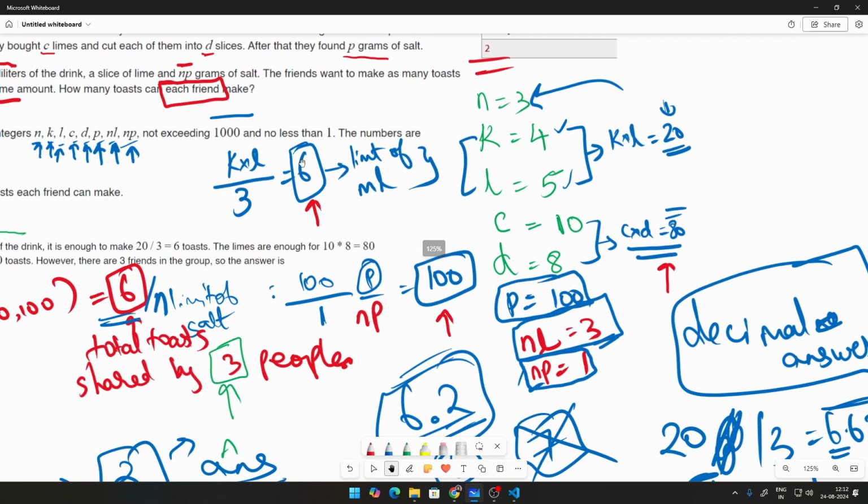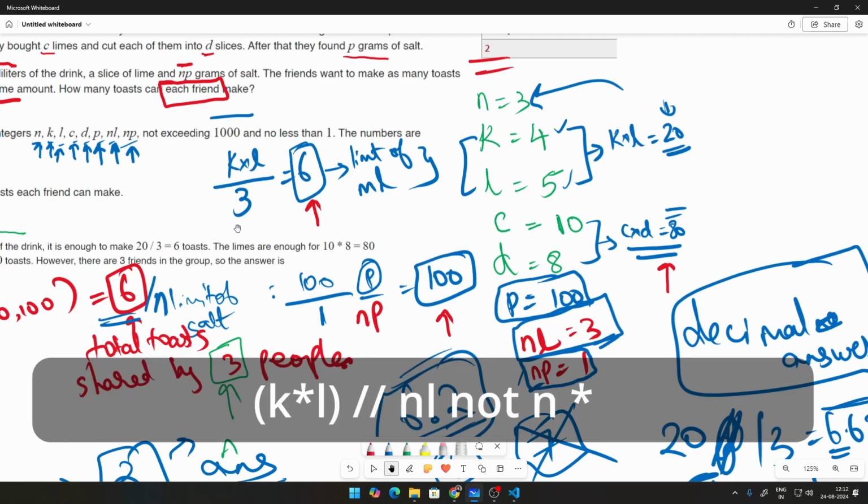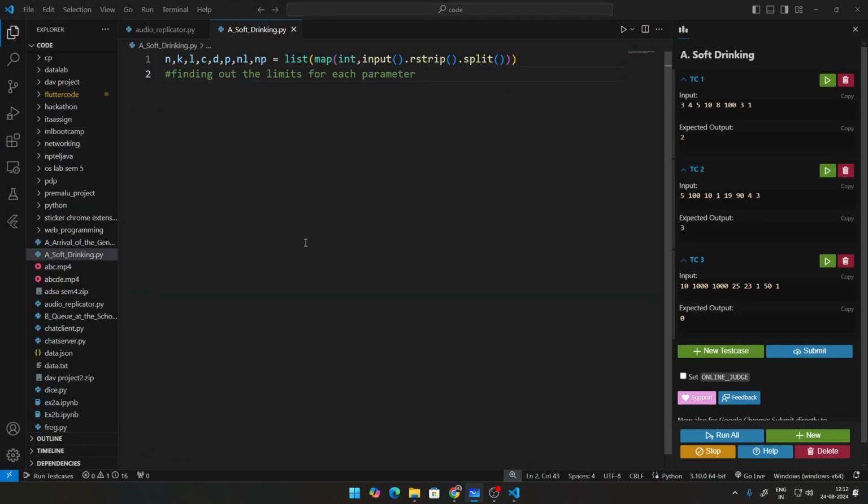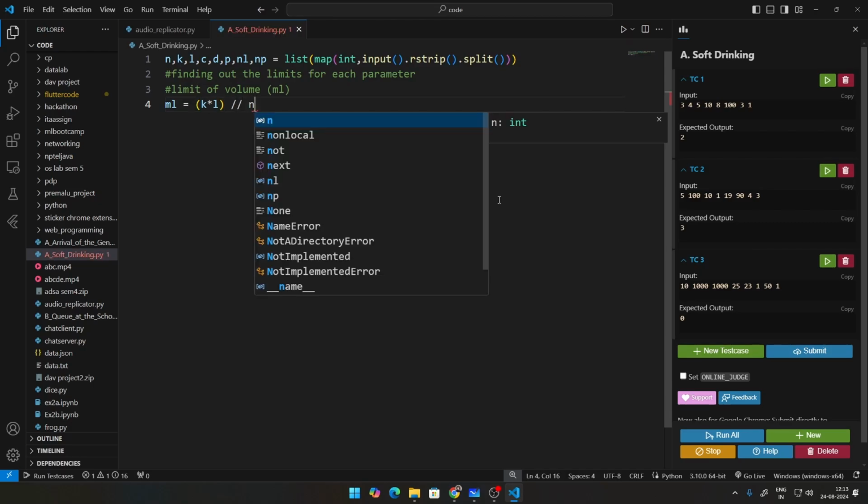These are the formulas. To find the limit of the ml, we need to do K into L, floor division, the number NL. To find the limit of salt, we need to do P, floor division, NP. To find the limit of lemon slices, we need to do C into D. So let's go ahead and find all these three limits now. I'll do the limit of volume and call this ml. So ml is equal to K into L, and I'll take this whole value and do the floor division that we discussed by this value N.